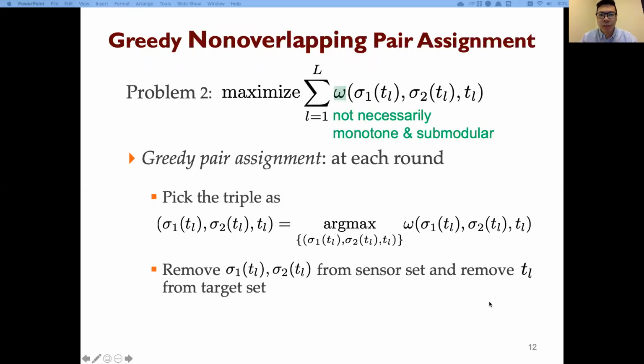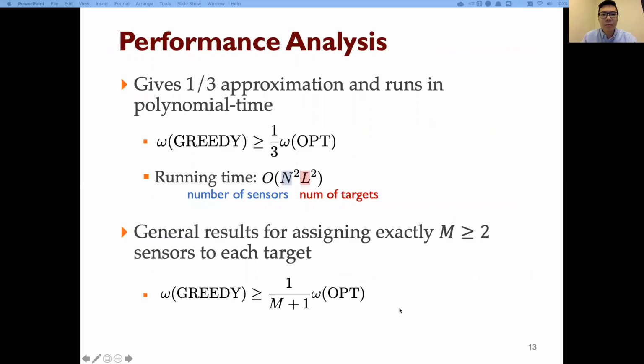Then we study a restricted version, problem 2, the non-overlapping pair assignment, where we assign exactly a pair of sensors to each target. For solving this problem, we present a greedy pair assignment algorithm. It is very simple. At each round, it selects the sensor pair to track the target with the maximal value of the observability measure. Then we remove the selected sensor pair from the sensor set and remove the tracked target from the target set.